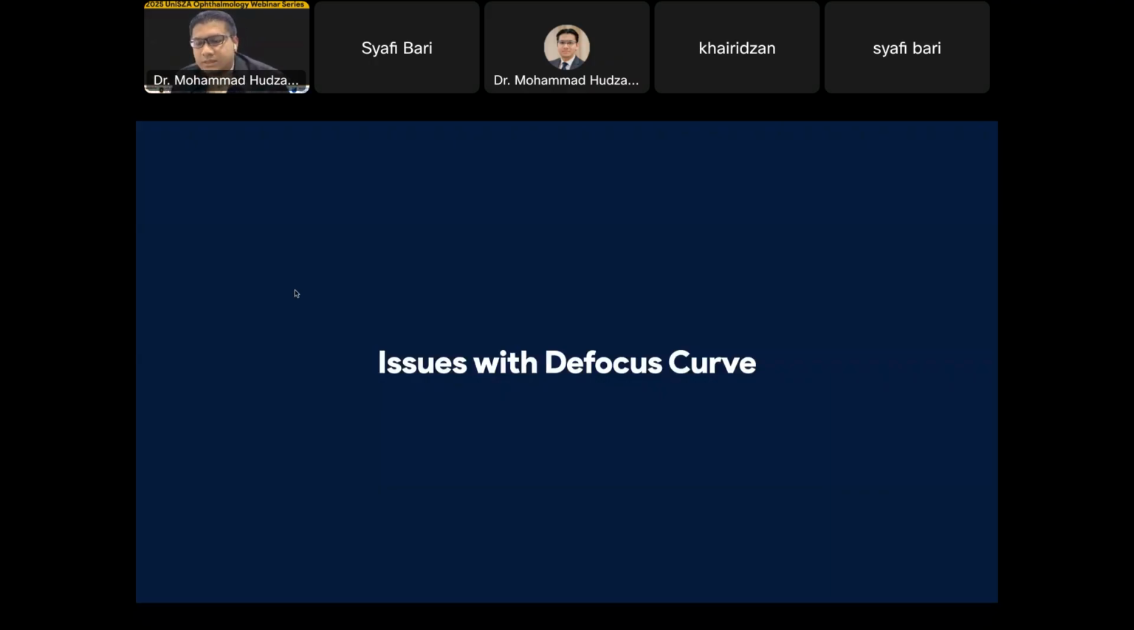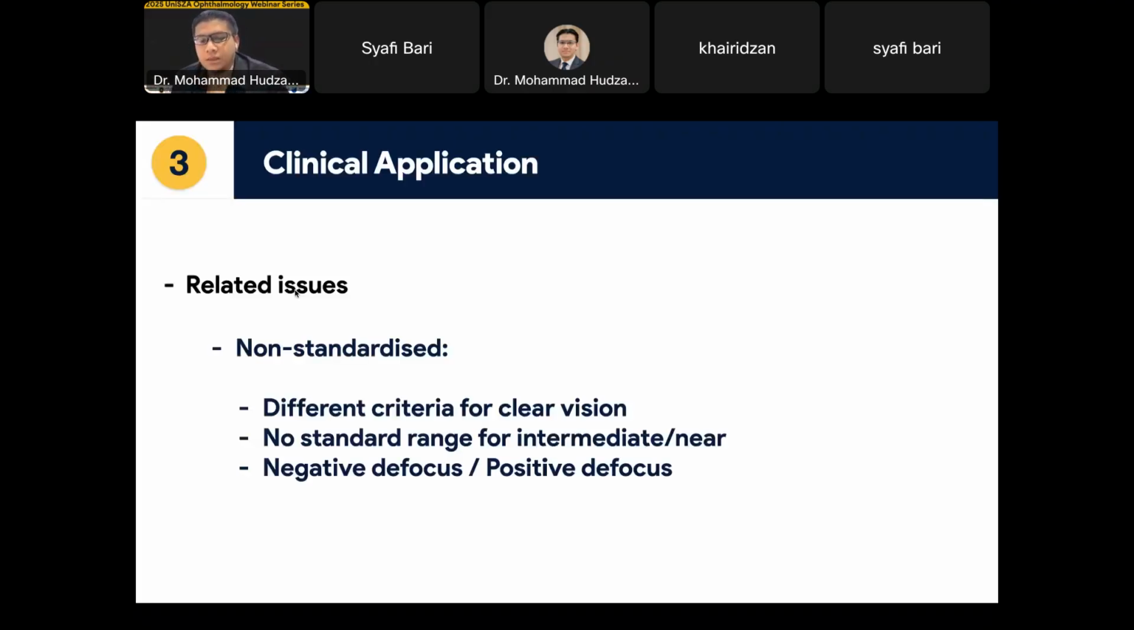Okay, finally, what is the issue of the defocus curve? The defocus curve is not standardized. Different brands will bring different criteria for clear vision. That's what we have discussed before. And there's no standard range for intermediate and near vision. Certain brands will decide the intermediate is at what centimeter and near at what centimeter, and there's no standardization. So we have to understand accordingly based on what we know.